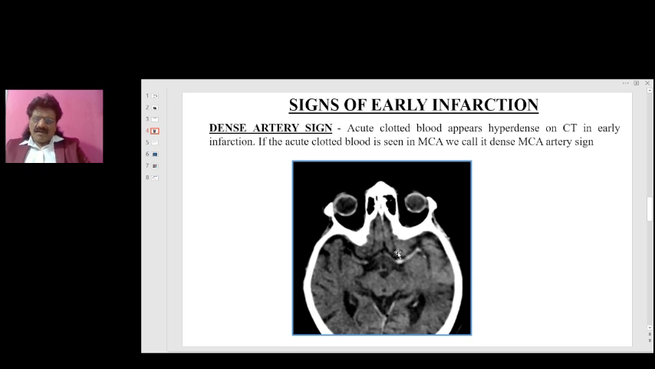The other important sign is the dense artery sign. Here you can see the hyperdense, white colored MCA. Acute clotted blood appears hyperdense on CT in early infarction. If the acute clotted blood is seen in the MCA, we call it the dense MCA artery sign. So these are all the signs of early infarction.